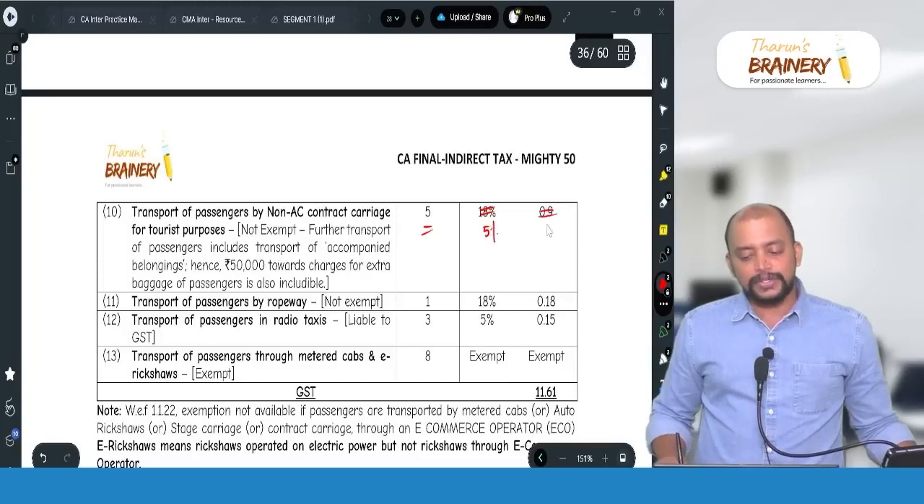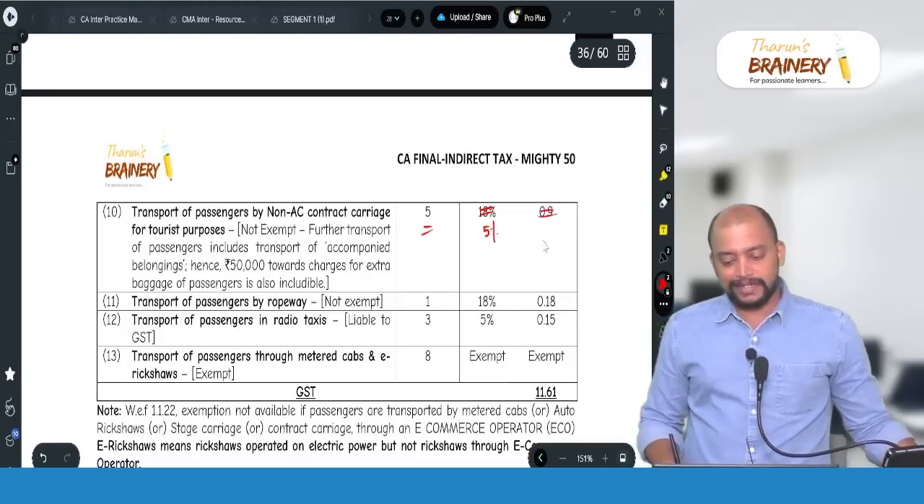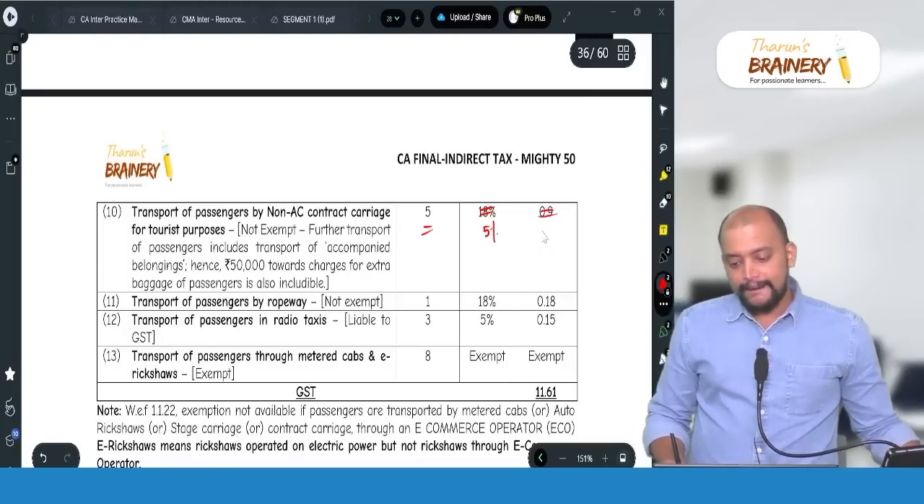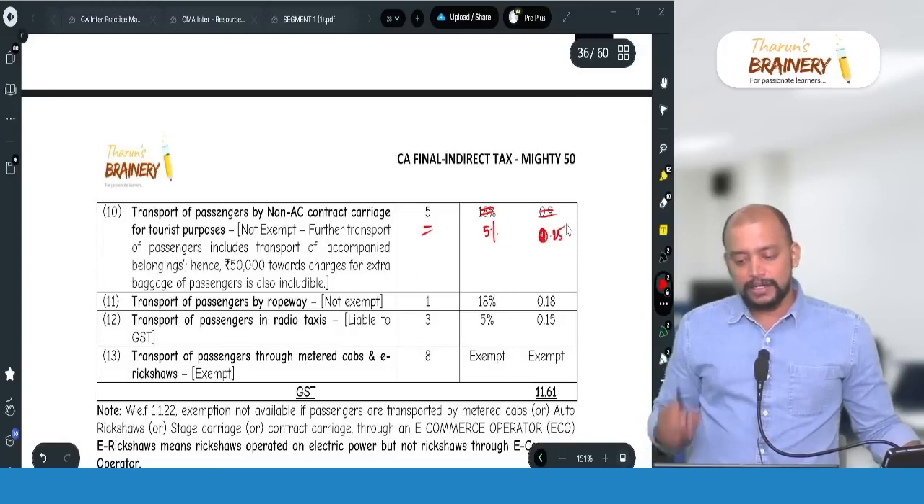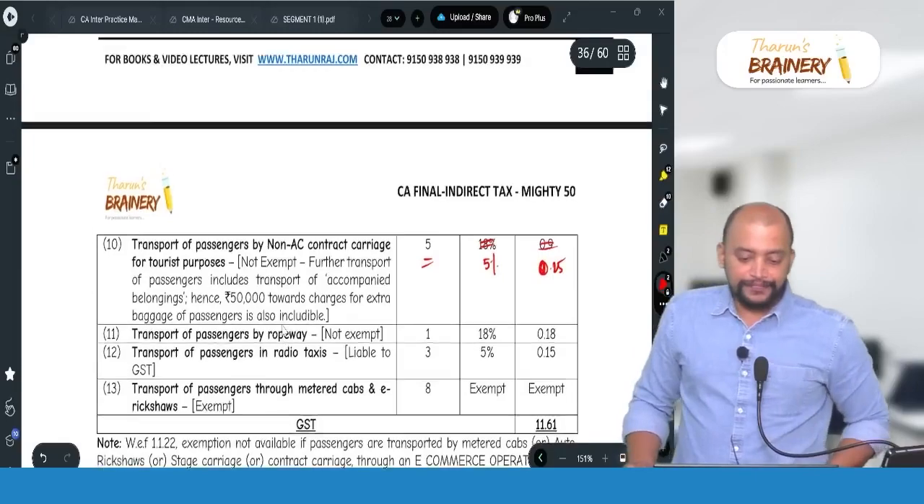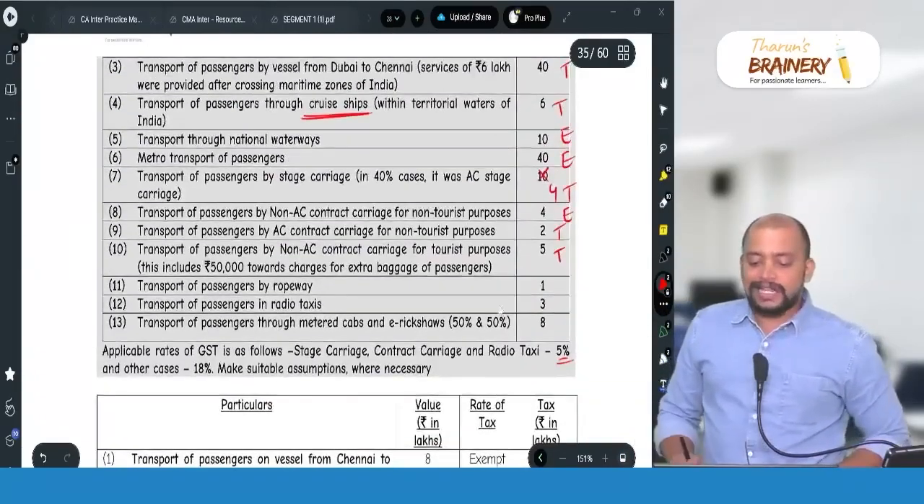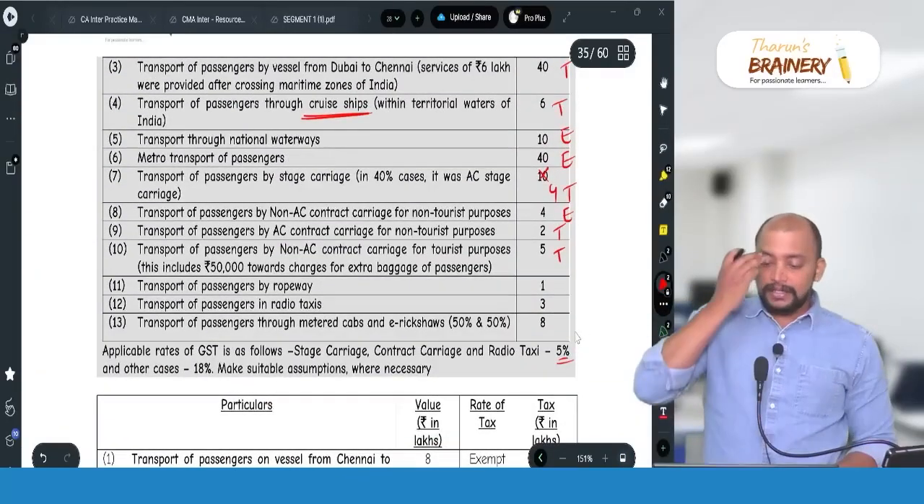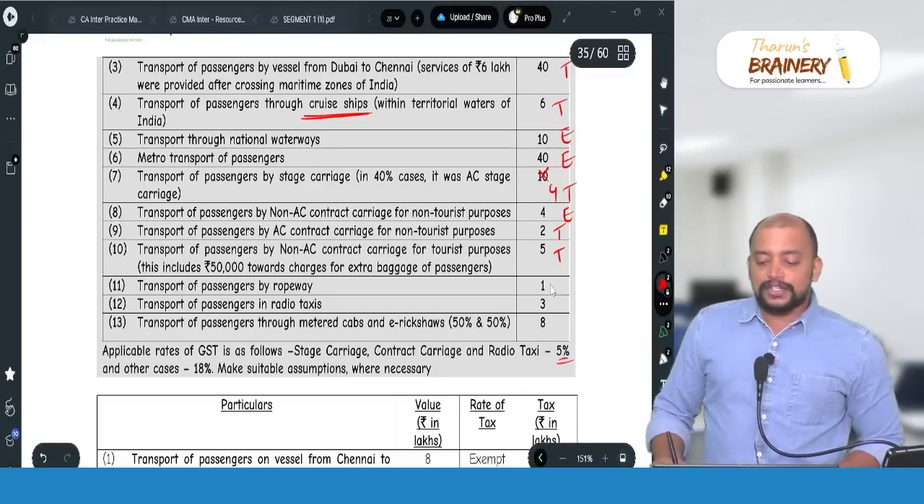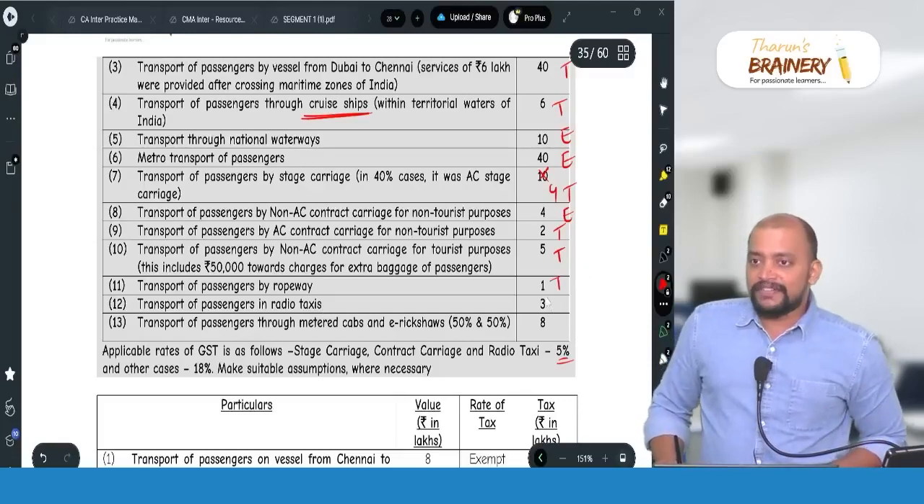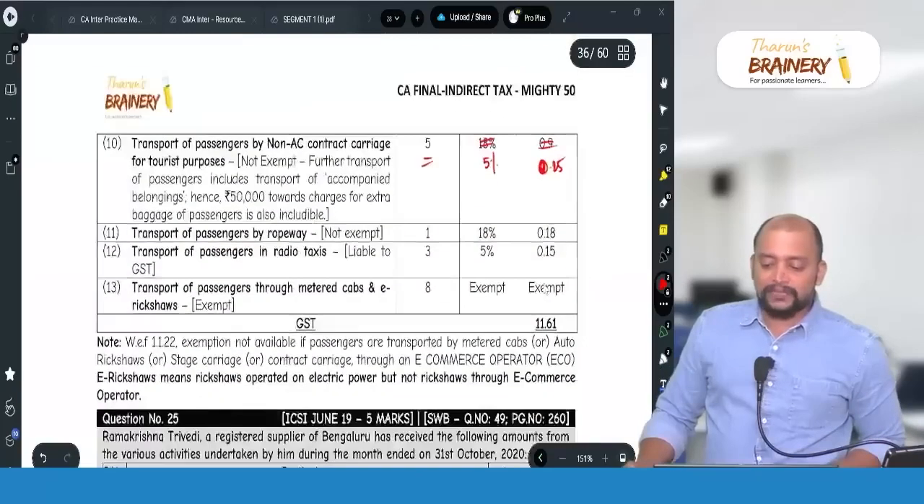So 5%. How much does it come to? 5 lakhs into 5%, 0.25, because for contract carriage the rate given is 5%. Transportation of passengers in ropeway is taxable. For ropeway we don't have any exemption, and that will be 18%.